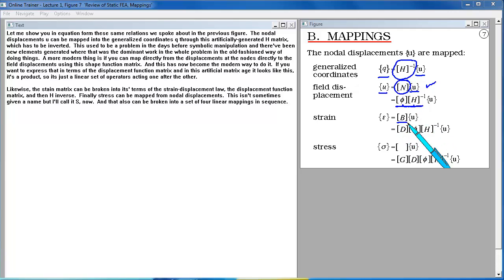Likewise, the strain matrix can be broken into its terms of the strain displacement law, the displacement function matrix, and then H inverse. Finally, stress can be mapped from nodal displacements. This isn't sometimes given a name, but I'll call it S now. And that also can be broken into a set of 4 linear mappings in sequence.